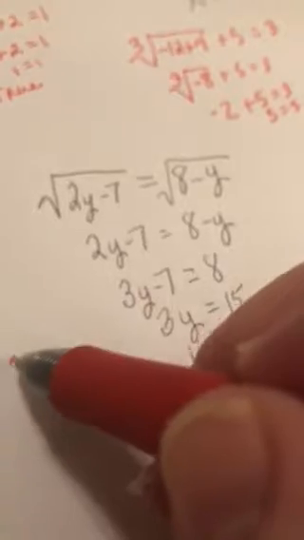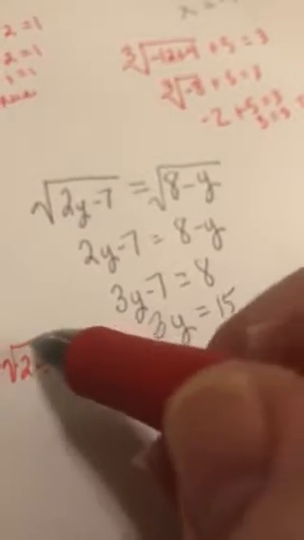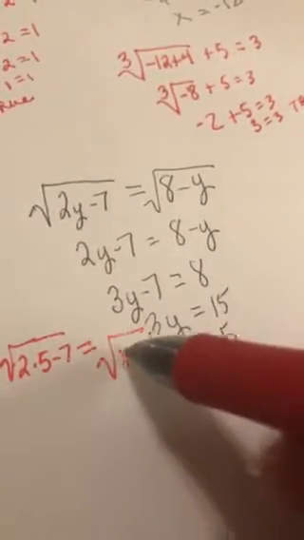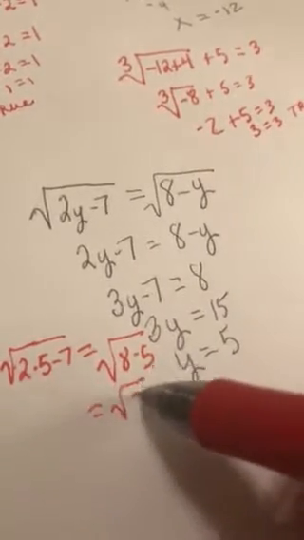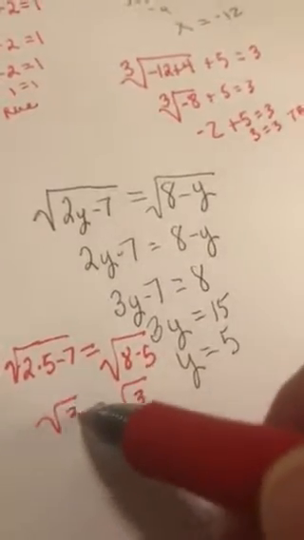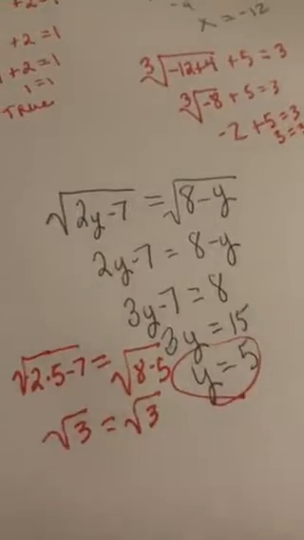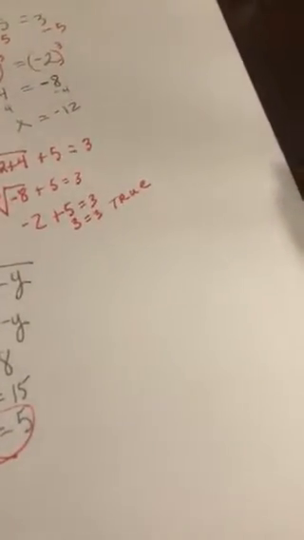Y equals 5. Let's see if that's true. Is it true that the square root of 2 times 5 minus 7 is the same as the square root of 8 minus 5? Well, that one's a little bit easy. Square root of 3 on that side. 2 times 5 is 10 minus 7. Sure enough, square root of 3 makes it true. Not too bad so far. Looks a lot scarier than what it really is.